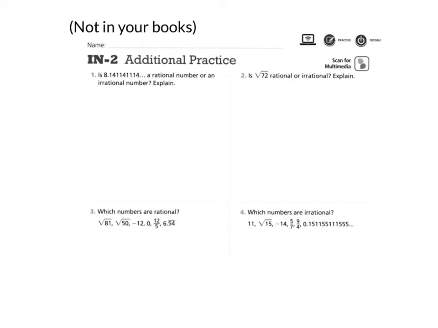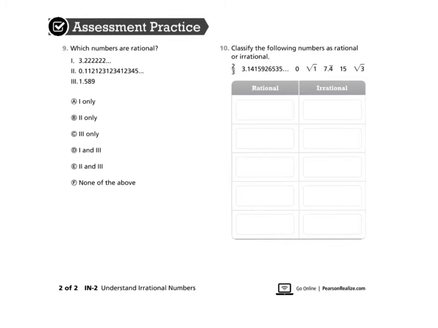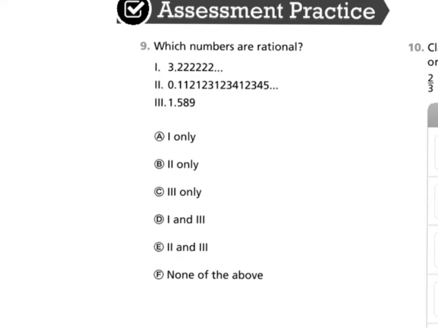We'll look at a couple problems here that are not in your books. Number 9 asks which of these numbers are rational. The first one has the 3 dots at the end, but notice that is repeating. They could have written that as 3.2 repeating. So that is rational. The second one has a pattern, but it's not the same thing every time, so that is not going to work. And the last one, the decimal ends, so that works as well. So that would be 1 and 3, which is choice D.